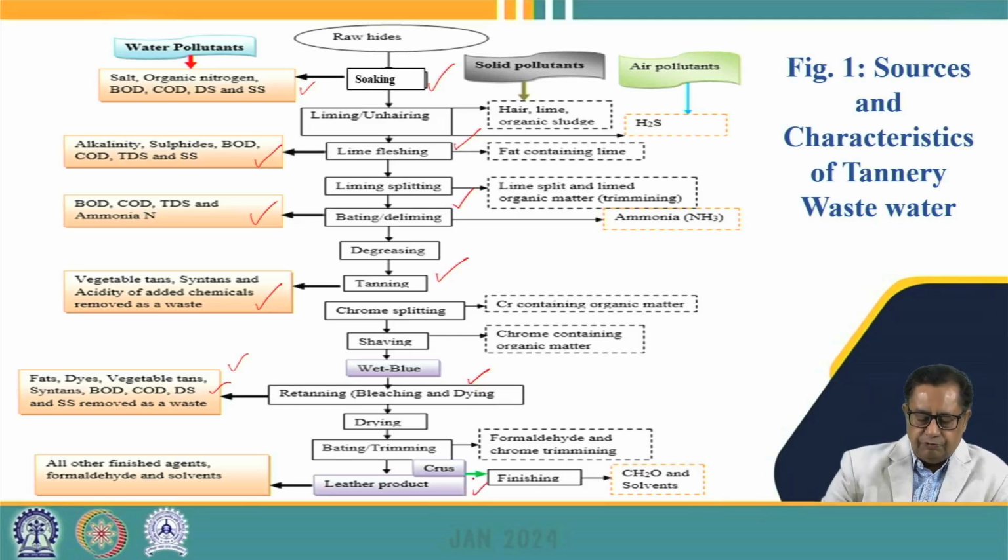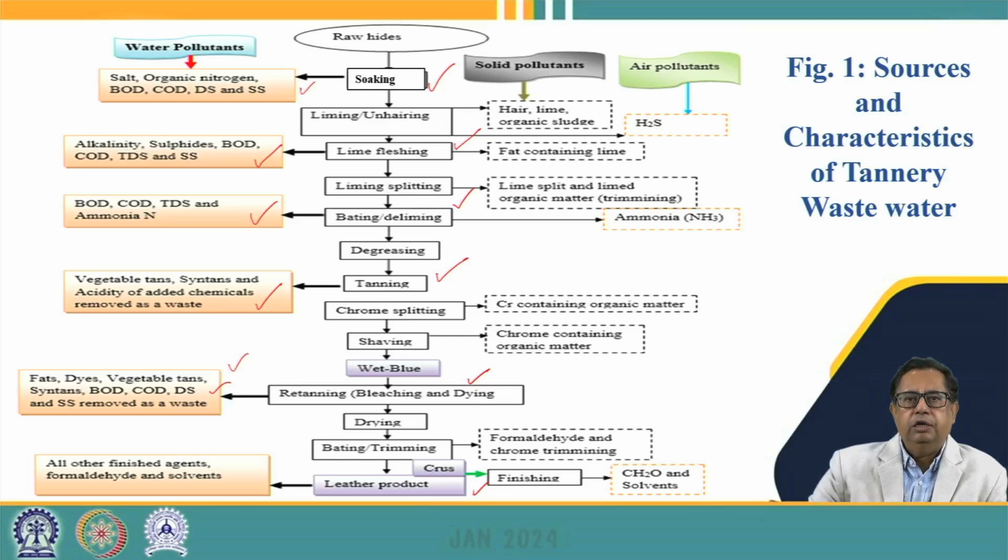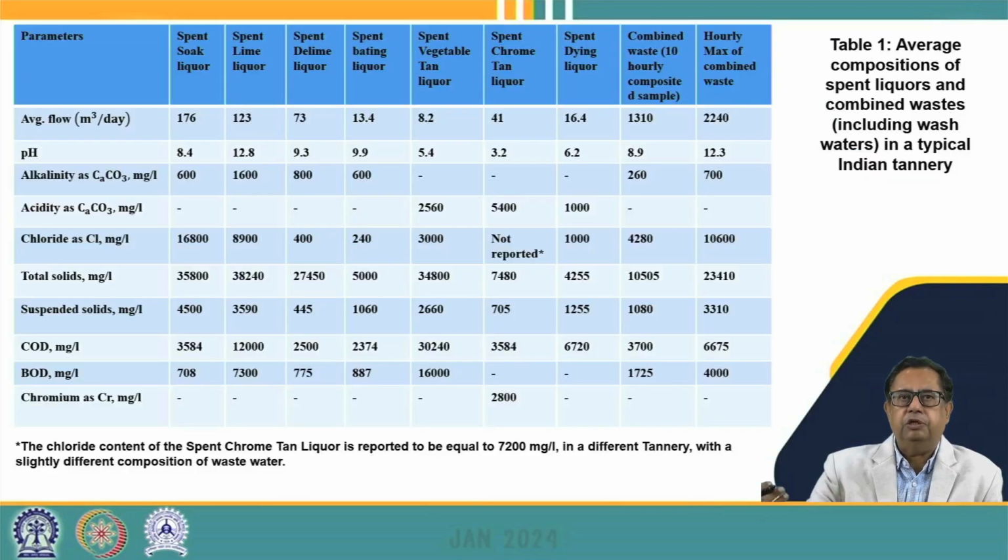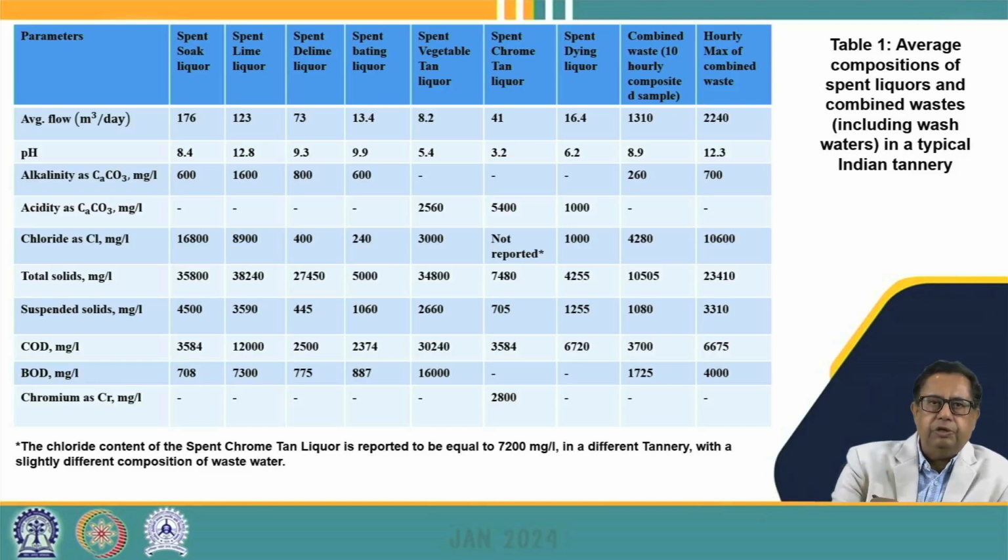In the last, when we go for the finishing process, in that case, we use a number of solvents like formaldehyde. So these solvents may be found in the wastewater that is generated from the finishing process. Similarly, we can also see that there can be certain solid pollutants that will be generated from all these processes, and air pollutants may be generated. For example, hydrogen sulfide may be generated because of the sulfides which are present, and this may lead to odor in the wastewater.